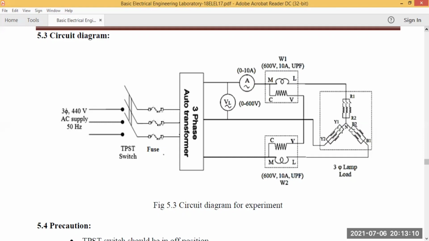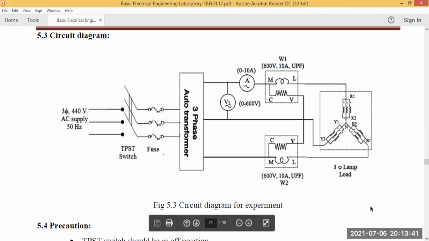Here the rating of the wattmeter is 600 volts, 10 amps. It is a unity power factor wattmeter. In this, you can see the connection here. One end of the ammeter is connected to M, and M and C should be shorted. L is connected to the load. V of the first wattmeter and V of the second wattmeter are connected directly to the middle wire, and also shorted to the load side. And this is the circuit diagram for this experiment.